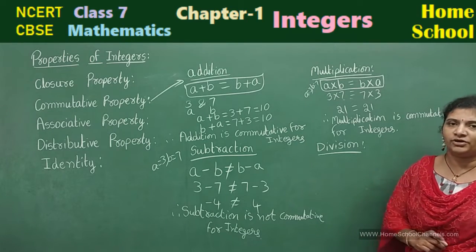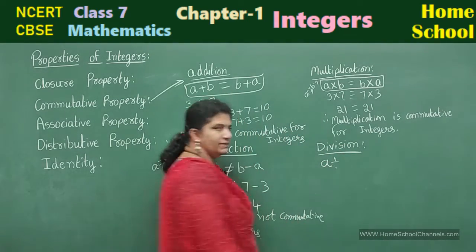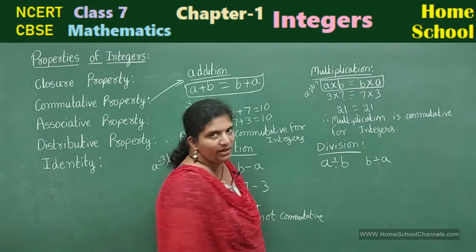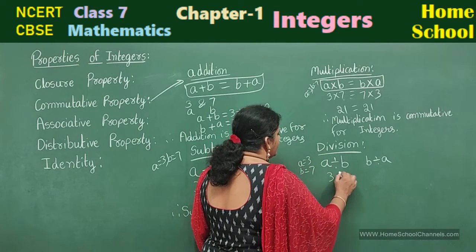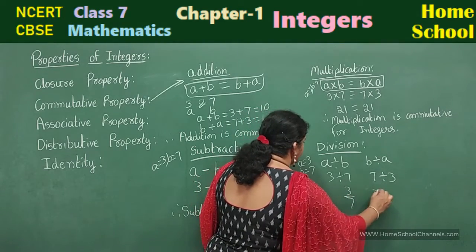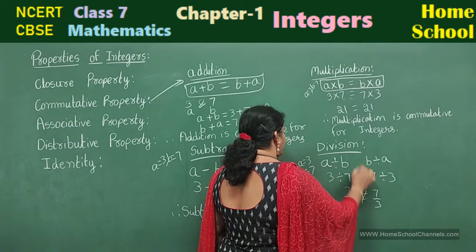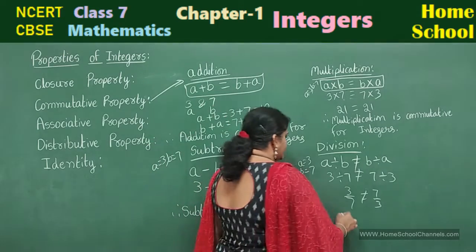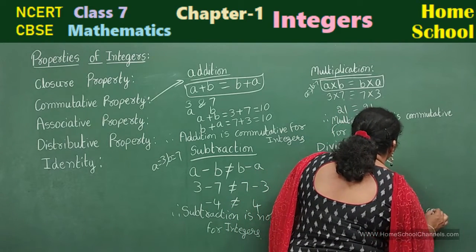Okay, let's see the commutative property for division. What you can say? A, in the place of plus, you put divide symbol. A divided by B, B divided by A. Change of order of numbers. Let me take same A and B value. A is equal to 3, B equal to 7. 3 divided by 7 and 7 divided by 3. 3 by 7, 7 by 3. Are these two equal? No, they are not equal. So I can say that division is not commutative for integers. Okay, so write the statement. Therefore, division is not commutative.